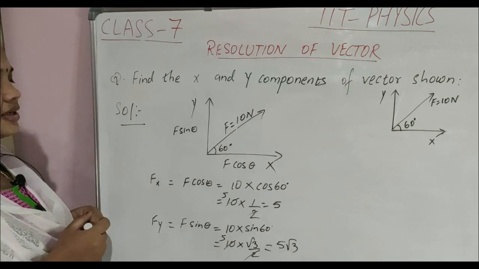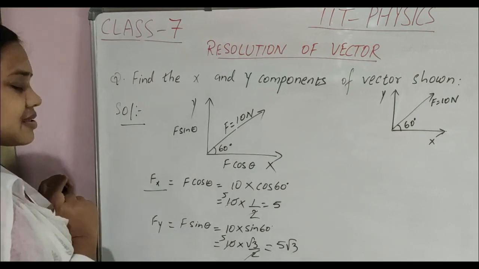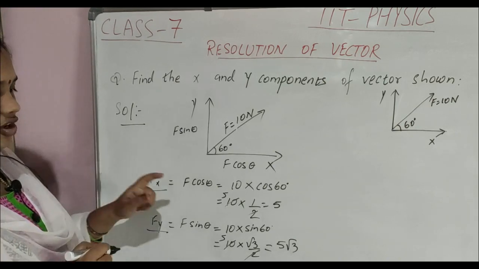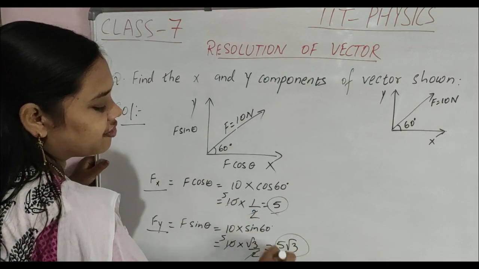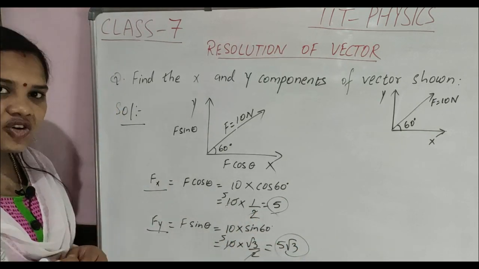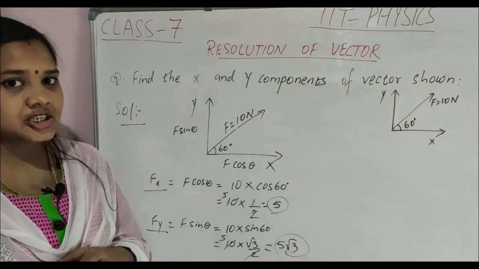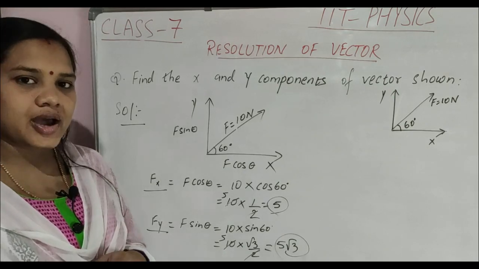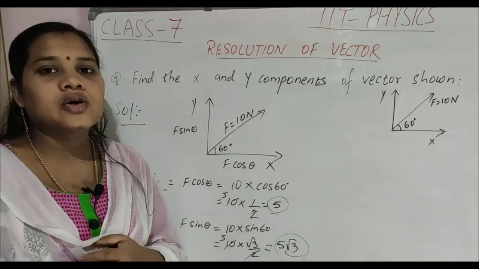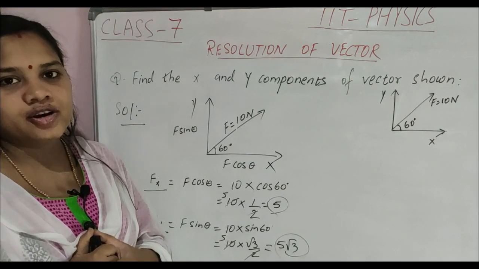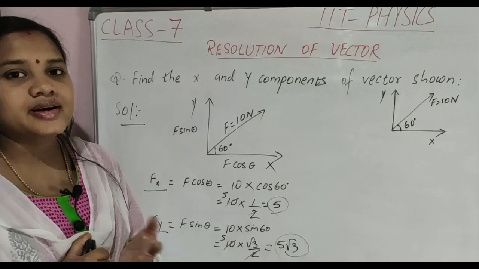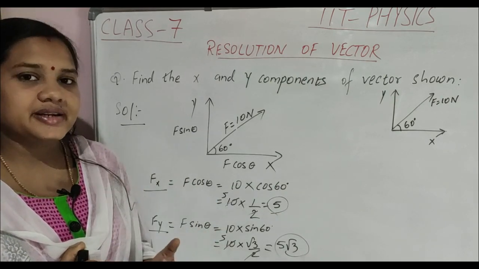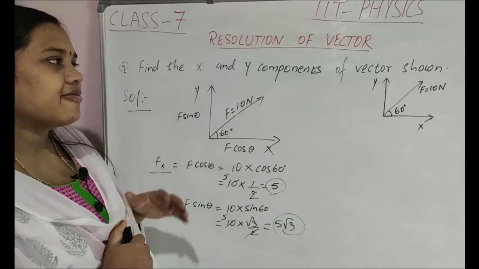So you can see here we got the x component Fx and y component Fy, and we got the values 5 and 5 root 3. Clear children? This is for today. Today we learned resolution of vector. A vector can be divided into more than one component or part. That is called resolution of vector. That is, in different directions, like in x direction the x component, y direction the y component, z direction the z component. We also saw one question.